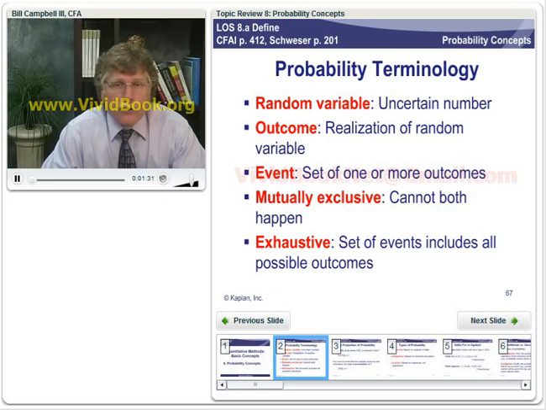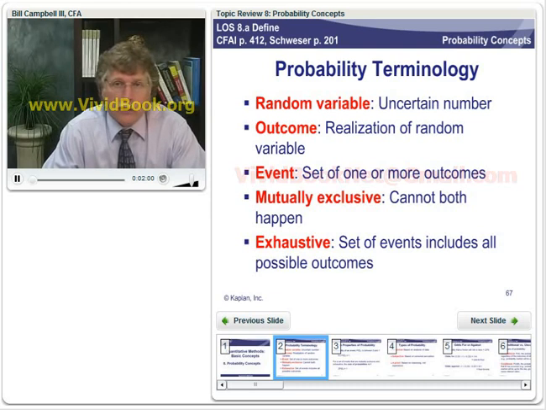We have 2 terms that we use to describe events. The first one is mutually exclusive. We have 2 events. If we say they're mutually exclusive, that means that they cannot happen together. Think of tossing a coin. Getting heads, getting tails, they're mutually exclusive. If you get heads, you can't get tails, at least not on that toss. If you get tails, you can't get heads. So knowing that you got one tells you you can't get the other one.